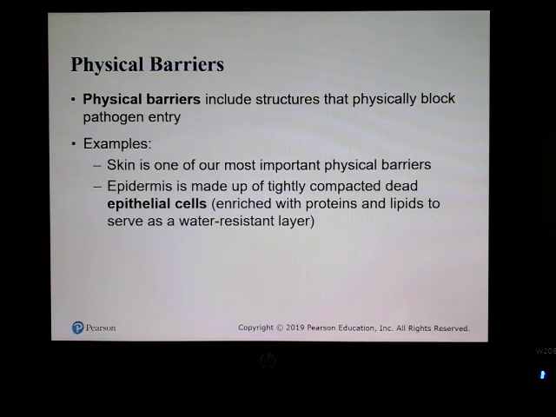Now, a physical barrier, biggest one we've got, guys, our skin. So we have these epithelial cells in our epidermis that are really, really tight. So they resist any type of penetration. So the way you get a skin infection is that the microbe has to penetrate it first.